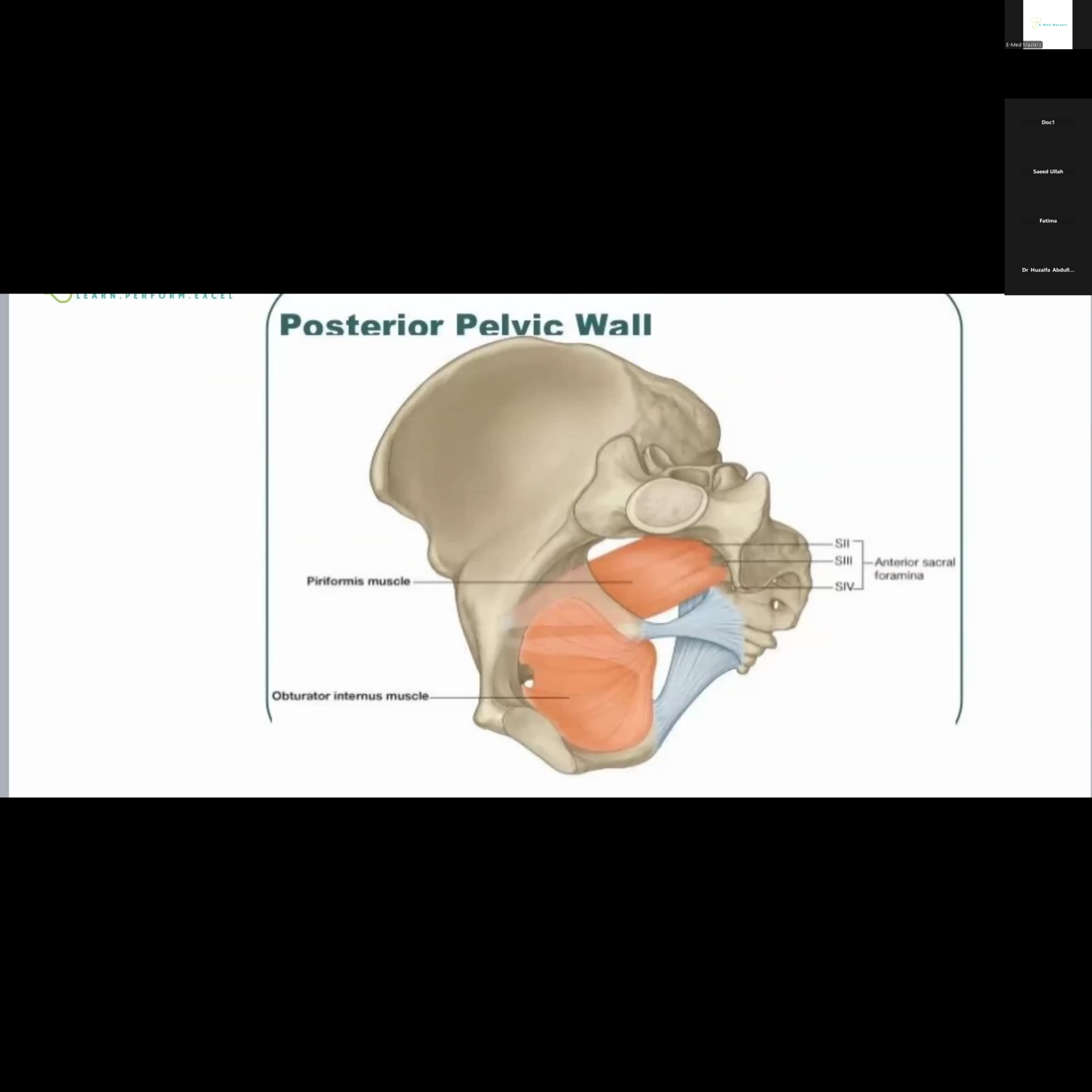This is the posterior pelvic wall. Here it shows the piriformis muscle from the lateral side, sacrotuberous ligament, sacrospinous ligament, obturator internus muscle, and its fascia. And these are the foramina, which are the anterior sacral foramina.